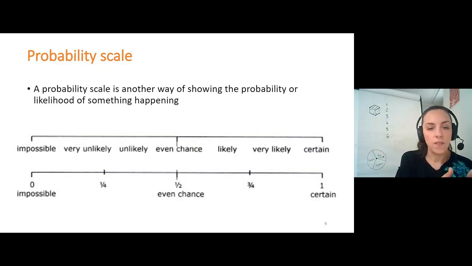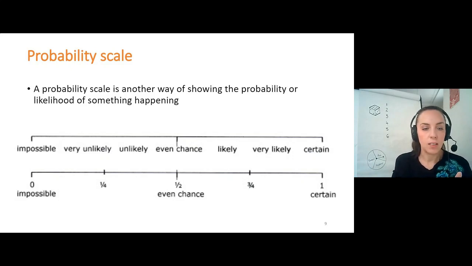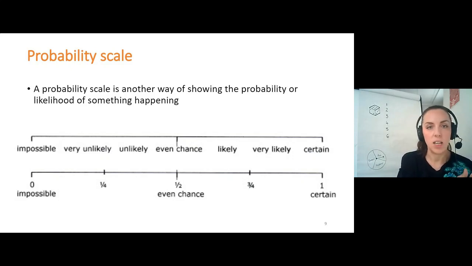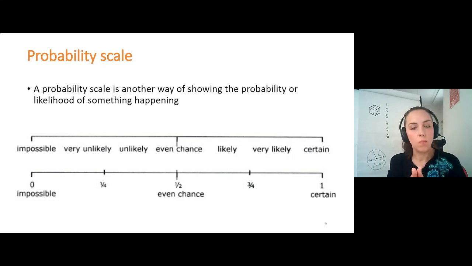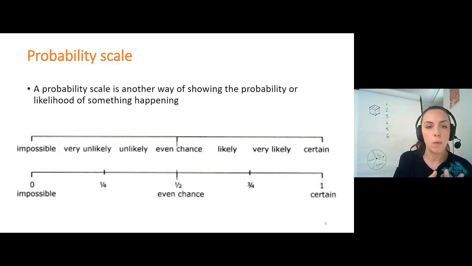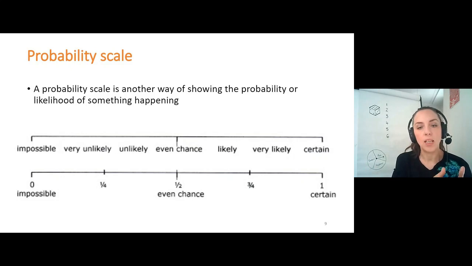So if you look at the scale from the left to the right, we start with impossible is 0, so 0 chance of it happening. Halfway, we've got an even chance. And then all the way to the right, we have certain. So it's out of 1. So the probability of something happening on a probability scale is measured from 0 to 1, and anything in between that is a fraction of 1.